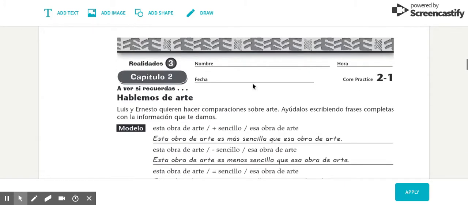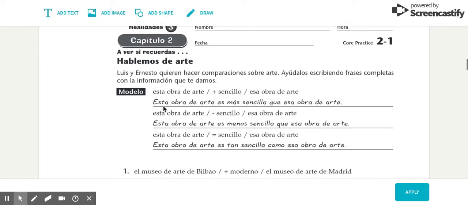You have core practice 2-1. Always look at the directions and look at the examples. Those will really help you get an idea of what you're supposed to do. Luis y Ernesto quieren hacer comparaciones sobre arte. So Luis and Ernesto want to make comparisons about art. Ayúdalos, help them. Ayúdalos escribiendo frases completas con la información que te damos. All right, help them by writing complete sentences with the information that we give you.